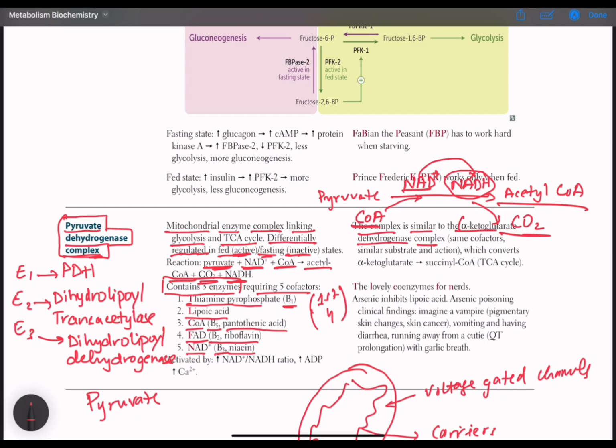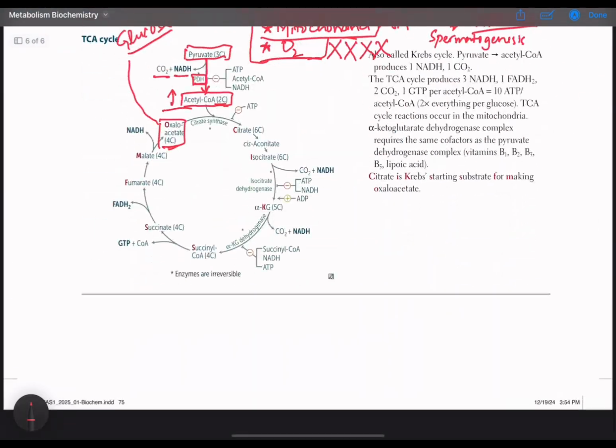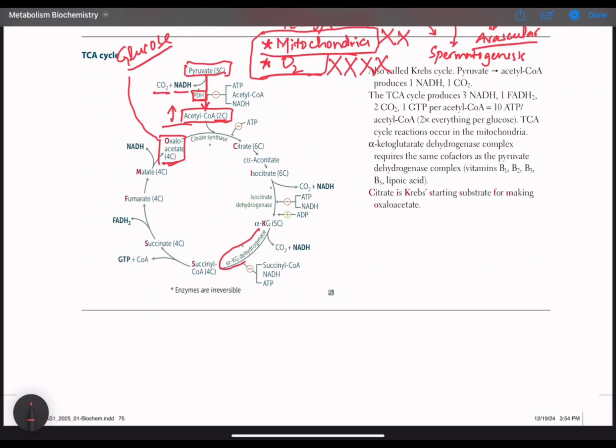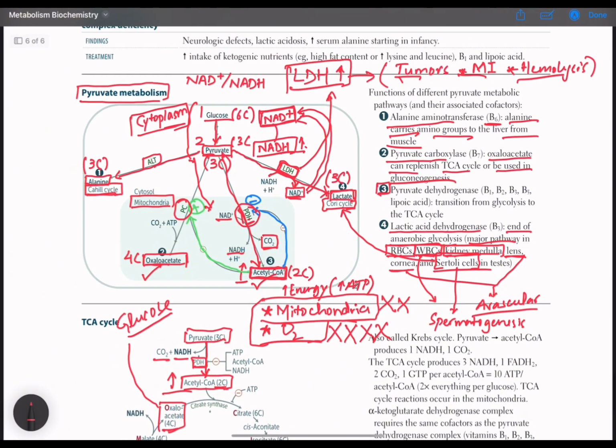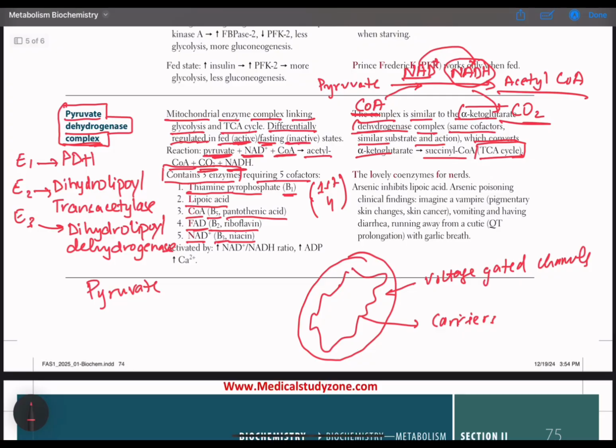It is another enzyme which requires the same cofactors, with similar substrate and action, which converts alpha-ketoglutarate into succinyl-CoA of the TCA cycle. We will be going through this enzyme in the TCA cycle. So this was all about pyruvate dehydrogenase, the lovely coenzymes for nuts.